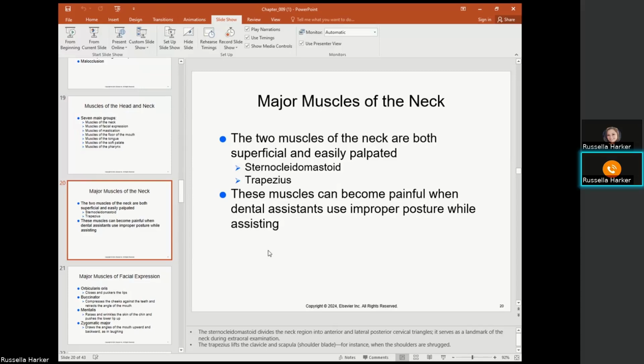The sternocleidomastoid divides the neck region into anterior and lateral posterior cervical triangles, and it serves as a landmark of the neck during extraoral examination. Your trapezius, or traps, as most people call them, lifts the clavicle and scapula, or your shoulder blade, like when you're shrugging your shoulders. So it's very important that you take care of your body and that you are sitting and standing properly when you're assisting, or you're going to make these muscles very tired and sore.